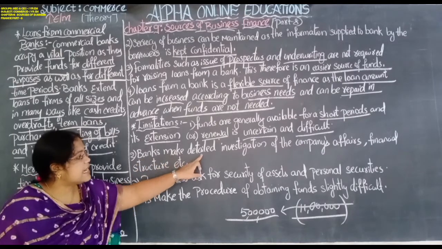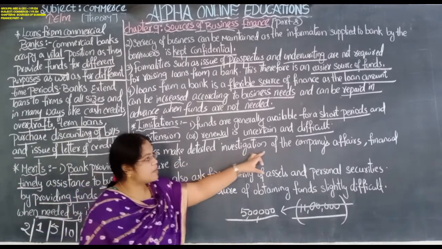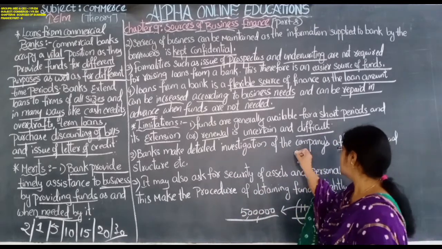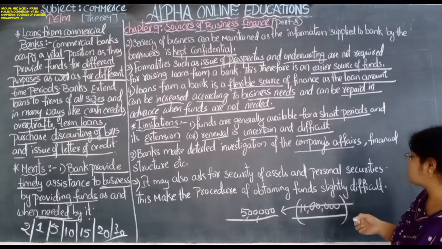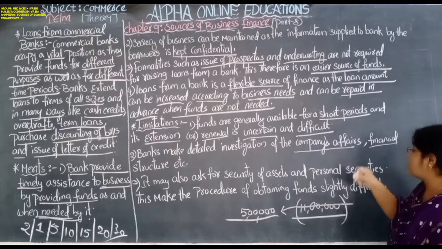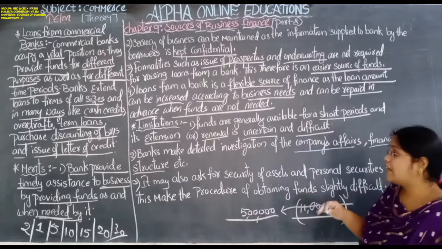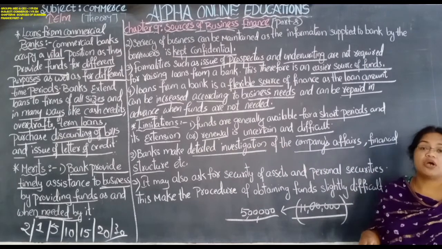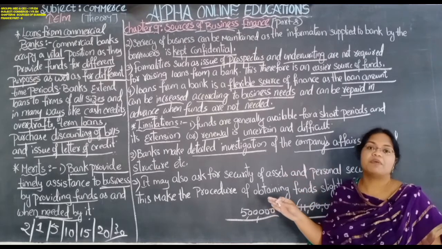Banks make a detailed investigation of the company affairs, whether the company is in a stage of profits or in a stage of losses. They also consider the financial structure, whether the structure of the company is good or bad. They do this type of detailed investigation, and after that they come to a final conclusion whether to give a loan to this type of company or not.